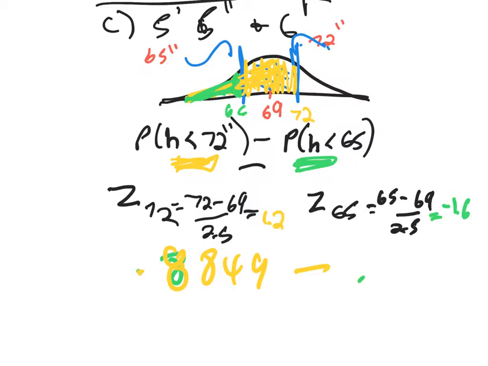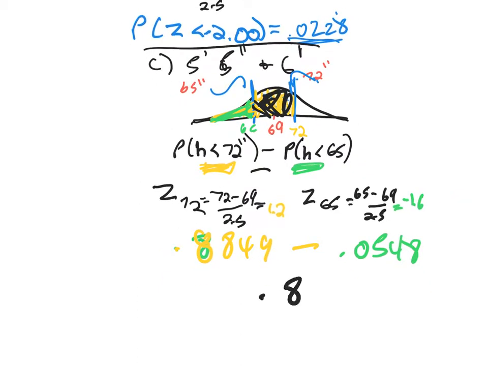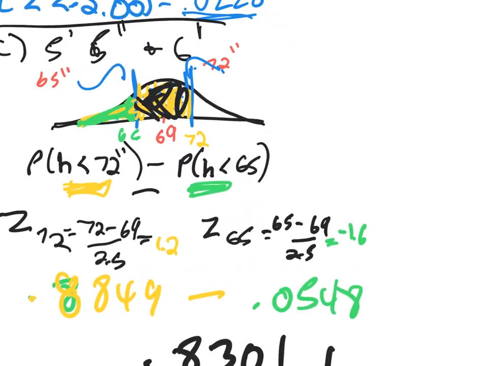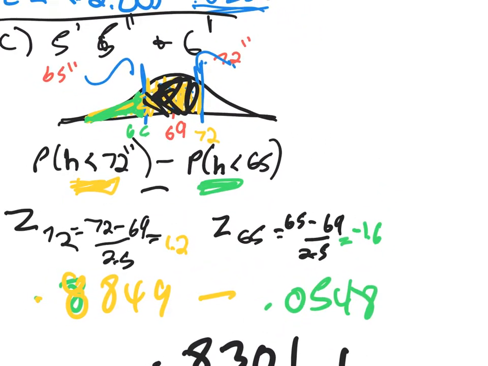Minus 0.0548. The big area minus the small area will give me the middle. 0.8301. So approximately 83.01% of all American men are between 65 inches and 72 inches. That's what that means.